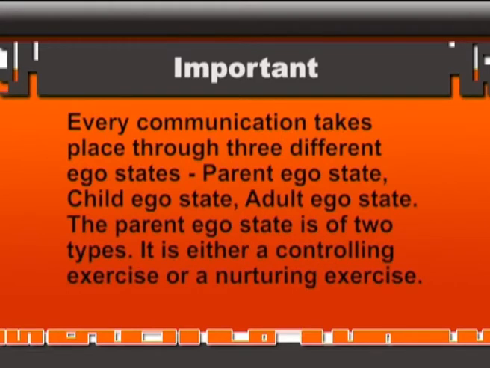Every communication takes place through three different ego states: parent ego state, child ego state, and adult ego state. The parent ego state is of two types. It is either controlling exercise or nurturing exercise.